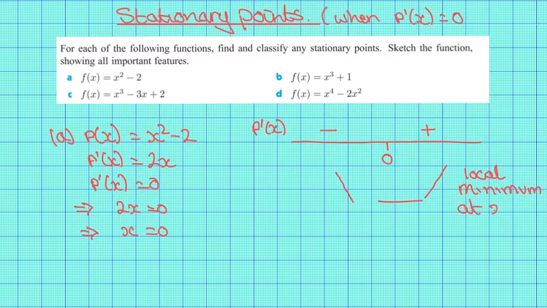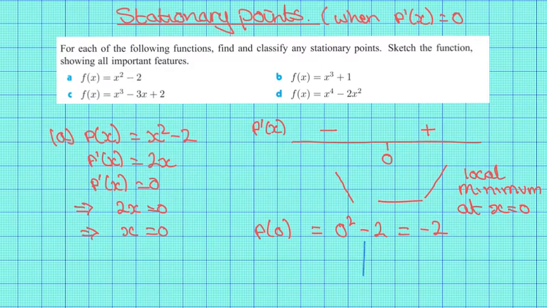at x equals 0. We need to know what the value of that local minimum is. So we need to find f of 0, which is equal to 0 squared minus 2, which is minus 2. So the local minimum occurs when x is 0 and has a value of minus 2. We can now sketch the graph.